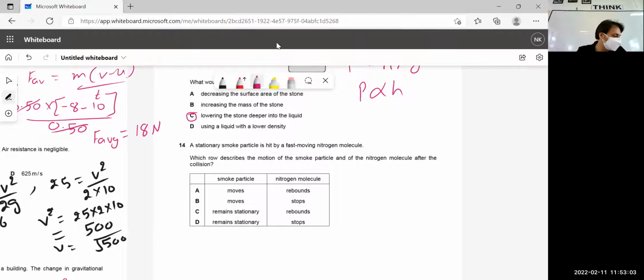So in question number 14, children, a smoke particle is at rest, and it is collided by the nitrogen molecules. What happens with the smoke particles? Here the smoke particles come into motion. The smoke particles will gain the energy of the nitrogen. It starts moving. But the nitrogen molecules rebound back. And so question number 14 answer is A.